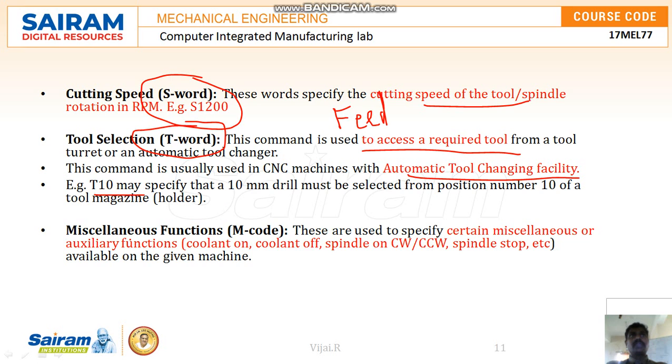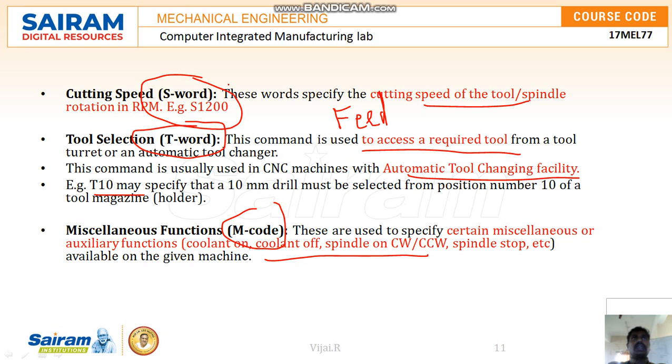And miscellaneous codes: M codes are called miscellaneous codes, which are helpful for spindle speeds, coolant on and off, and whatever accessory functions apart from the machine motion, so we call them miscellaneous functions, right?